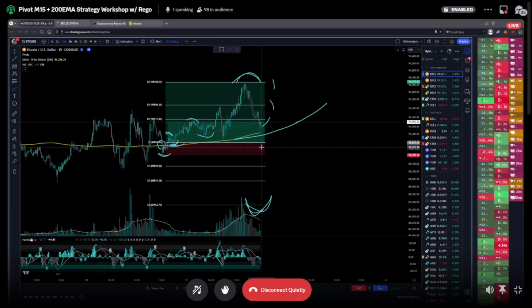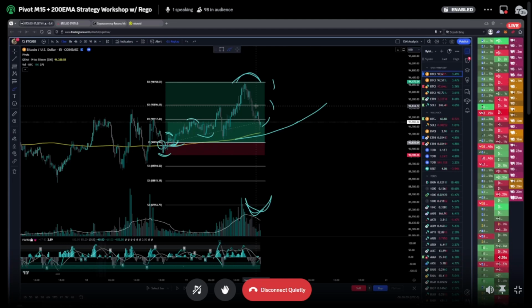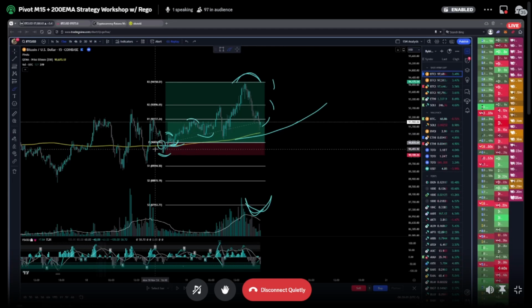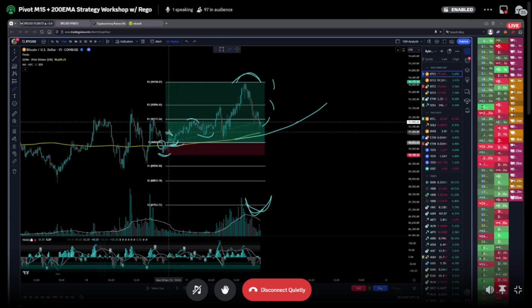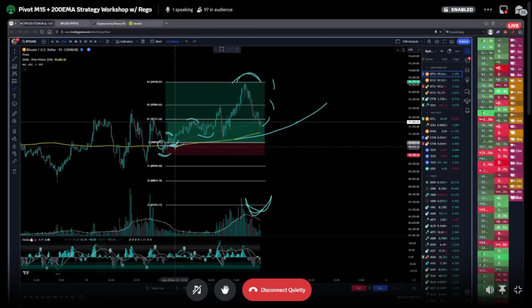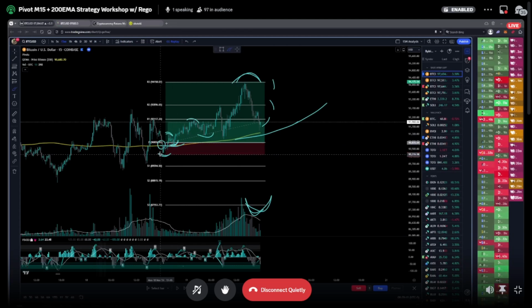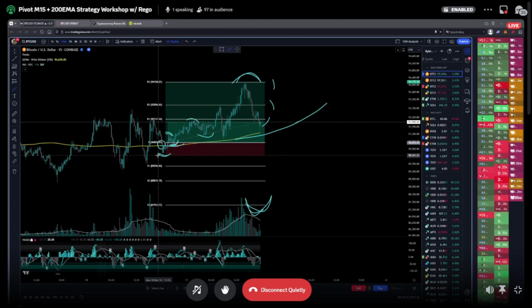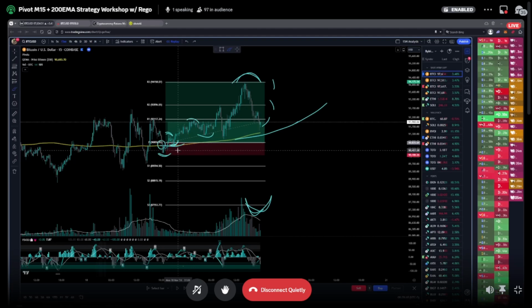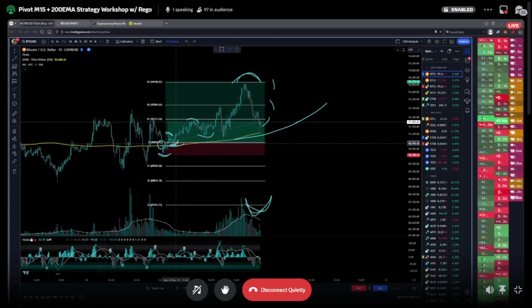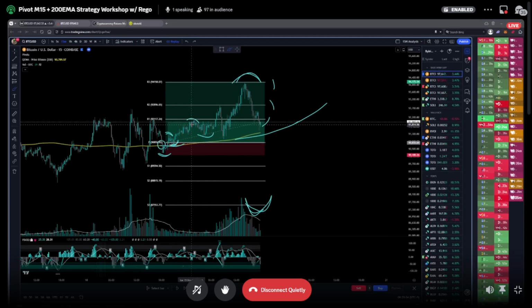In a perfect world, your pivot plus M15 combo will work like this. You'll get your deviation underneath. You'll get your pop up above the pivot plus 200 EMA. You'll come back down to retest the pivot plus 200 EMA without seeing a lower low, and then your trigger is taken. You're in the trade at 90,890, 90,850, depending on what exchange you're on, and the trade is off to the races.